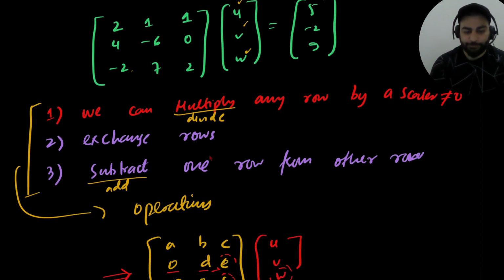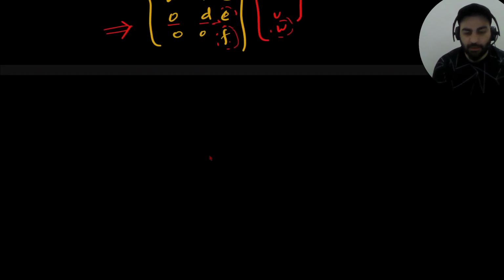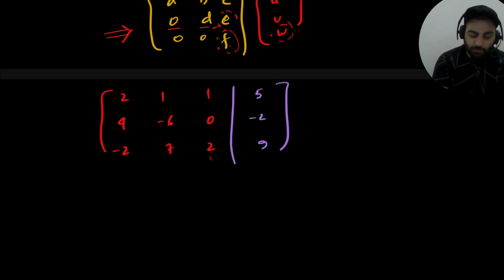Okay, let's do that. You can also write these operations. So our matrix was 2, 4, minus 2, and then we had 1, minus 6, and 7. Then we had 1, 0, and 2. And then we'll augment this. This is called augmentation. We'll augment the answer as well. So the answer initially was 5, minus 2, 9. Whatever happens to these rows, we'll accordingly do a similar thing to these values 5, minus 2, and 9.